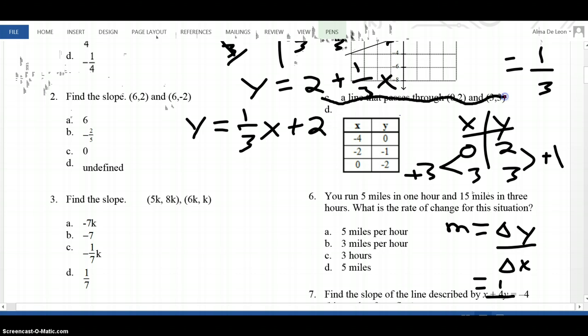By elimination, I can already see that my answer is D. And pretty much, if you look at the slope of this line, the slope here would be negative 1/2, which is not 1/3, and that has to be our answer.